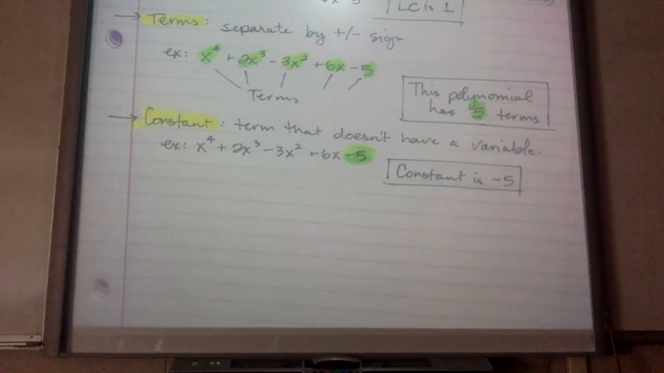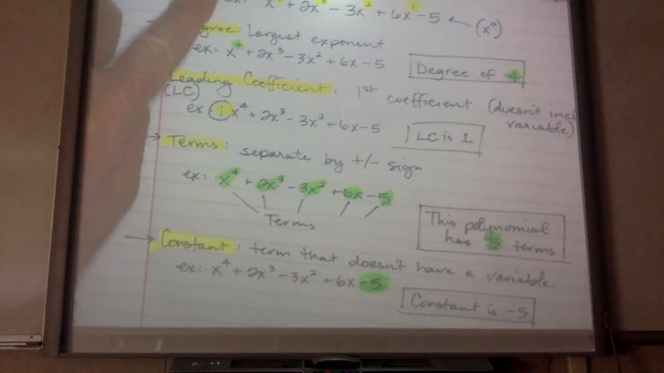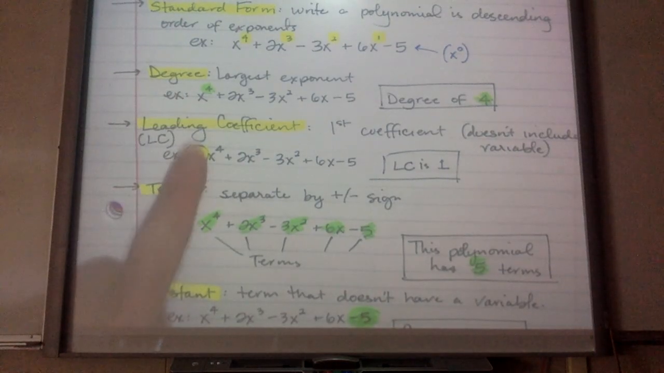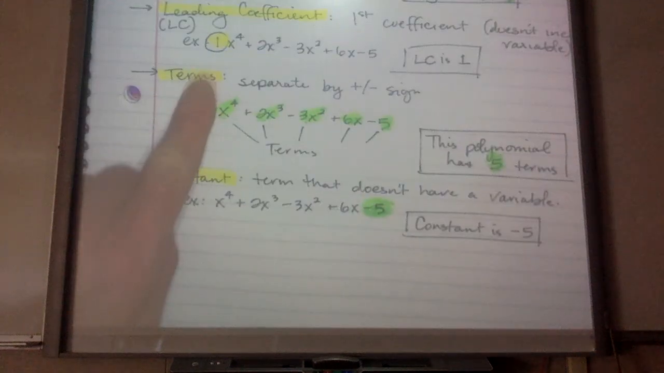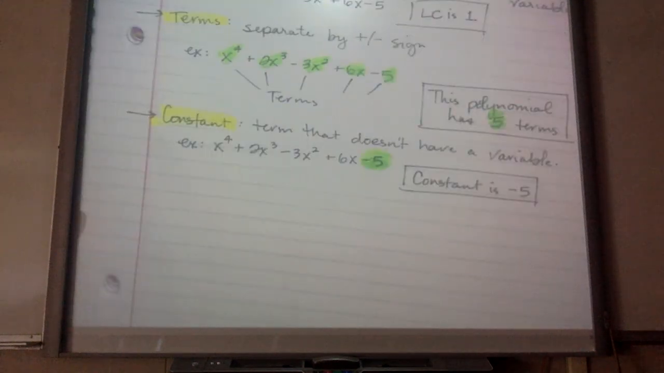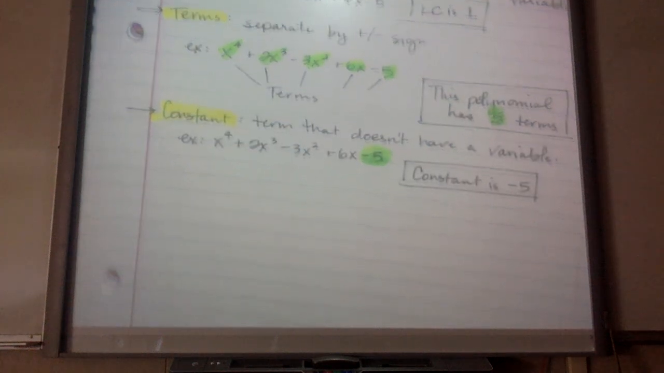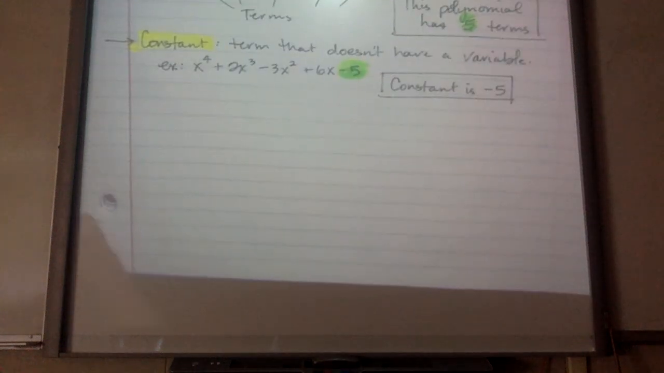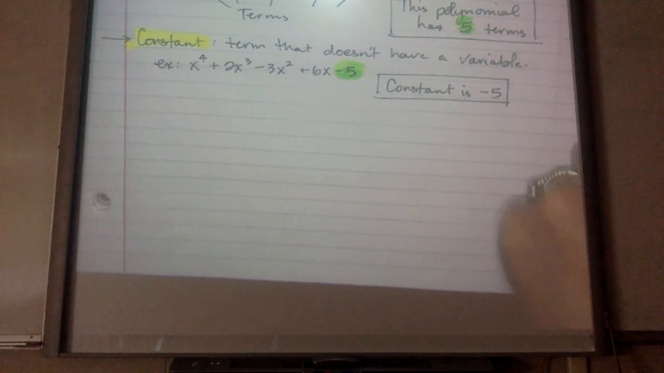So none of this is hard stuff, and we're not even doing math in this section, but you do need to know these 5 things. You need to know how to write it in standard form, how to find degree, what's my leading coefficient, how many terms do I have, and what is my constant. So we're going to practice that. I think I only do 2 examples with you, and then we will move on, because I need you to be able to do this well.